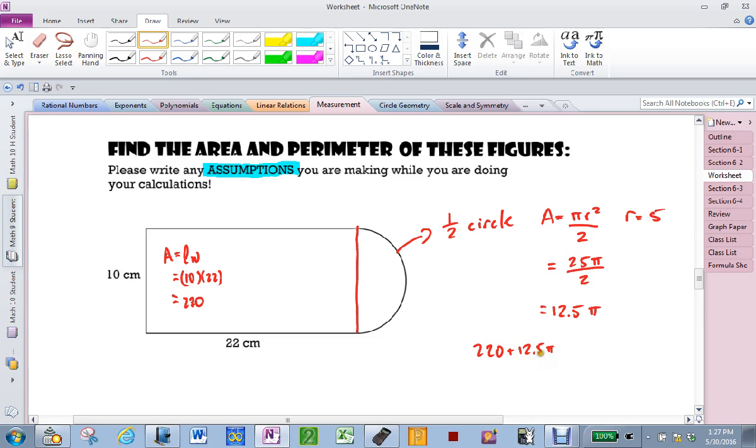And you do 12.5 pi in your calculator by doing 12.5 times pi, correct? Yeah. So it's going to be about 40, so it's going to be about 260. Everybody cool? Yeah. That's the area.